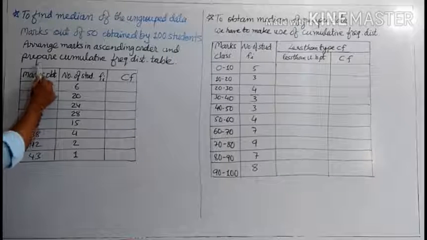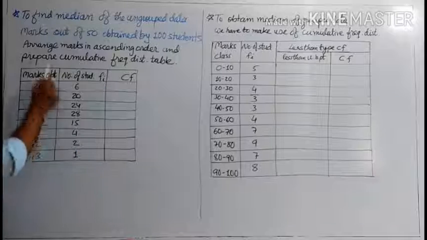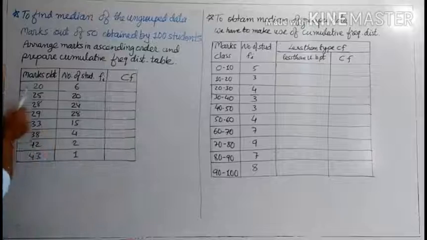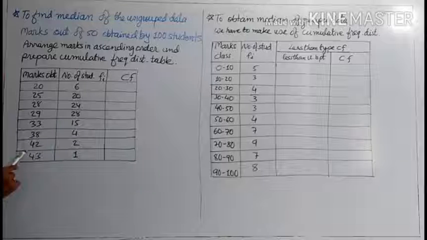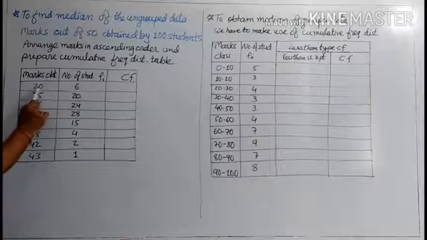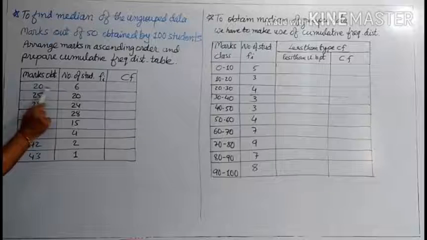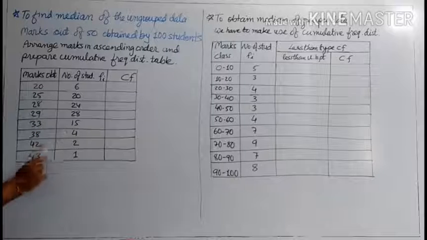So first of all, we have to prepare the frequency distribution table. For that we have to arrange marks in ascending order. I have already arranged marks in ascending order: 20, 25, 28, 29, 33, 38, 42 and 43. Then we have to write the corresponding frequency, that means the number of students who scored 20 marks, 25 marks, 28 marks and so on. Is it clear?